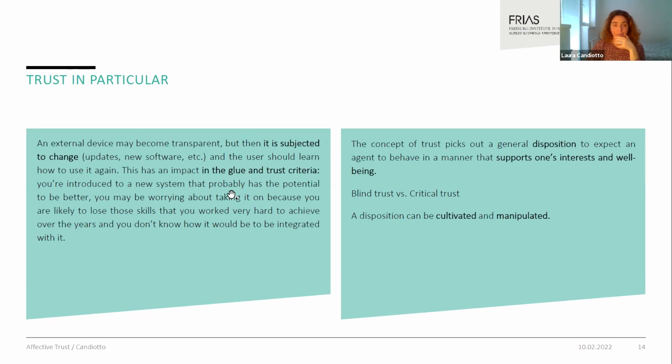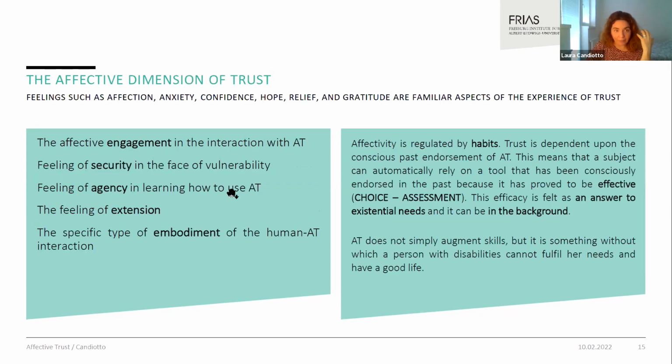So this is extremely interesting for me. Here we have the main points: there is an affective dimension of trust. Trust, as I said, is not per se an emotion, but we can find feelings such as affection, anxiety, confidence, hope, relief, and gratitude that are familiar aspects of the experience of trust. And in particular, relating to trust in AI, or in my case, an AT, an assistive technology with AI implemented, I think that we can discover this dimension.